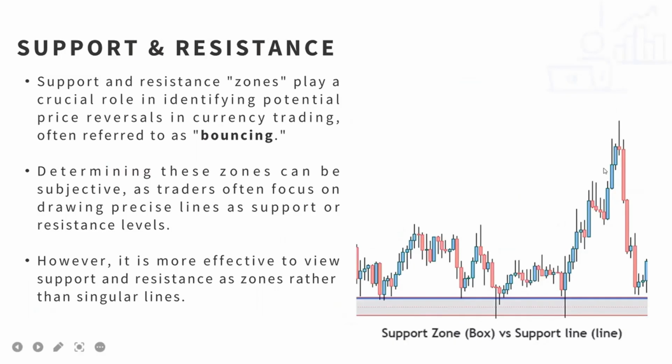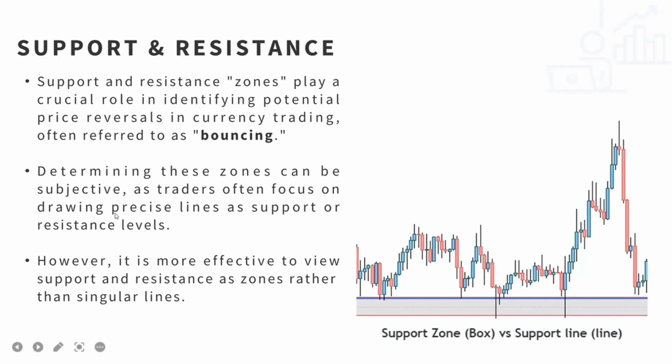Support and resistance zones play a crucial role in identifying potential price reversals in currency trading, often referred to as bouncing. So here we can see there is a support area right here. The price is coming down to this area and bouncing. Price came down to this area, bounced, came down, bounced.